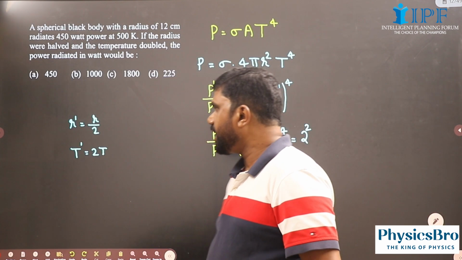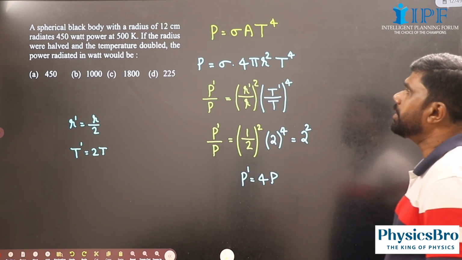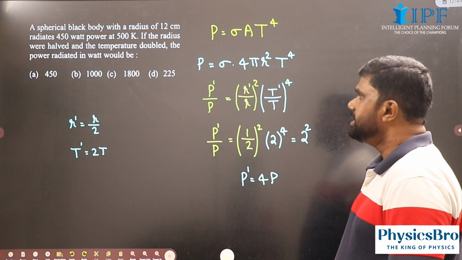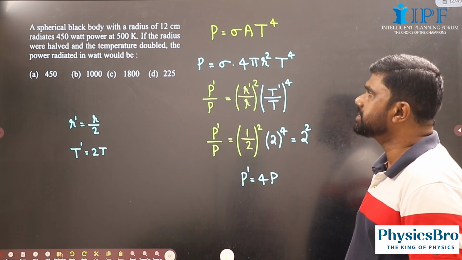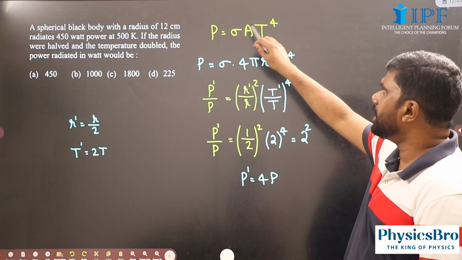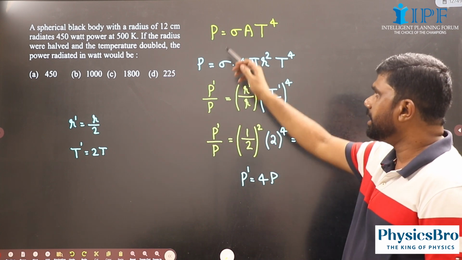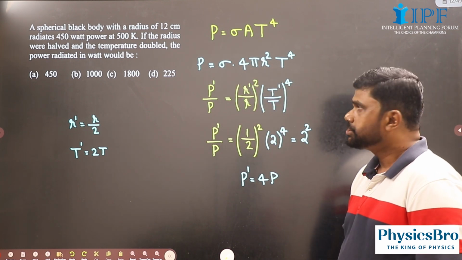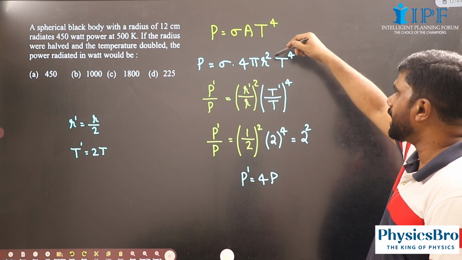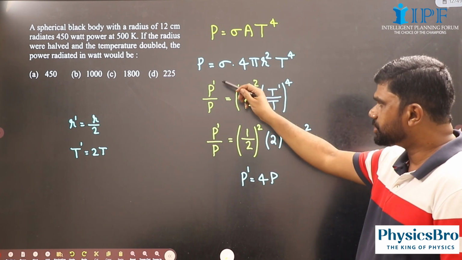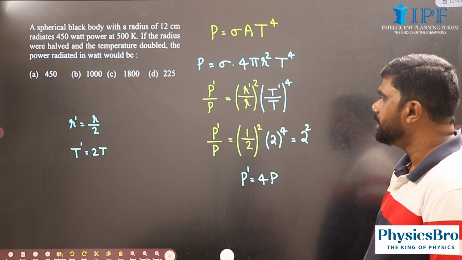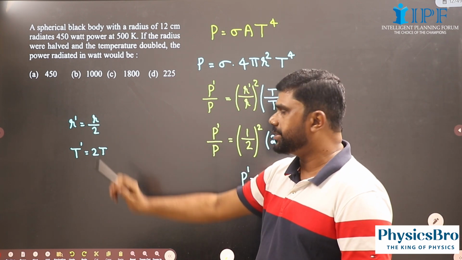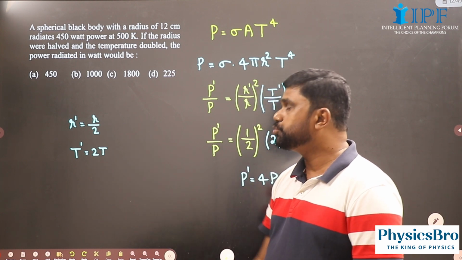Now let's see what we have next. A spherical black body with radius 12 centimeter radiates 450 watts power at 500 Kelvin. If the radius were halved and the temperature doubled, see, the power is sigma A T raised to 4, and the area of a spherical surface is 4 pi r square. So the power is proportional to r square and T raised to 4. So P dash over P will be r dash by r whole square into T dash by T whole raised to 4. r dash is given as r by 2 and T dash is given as 2T.